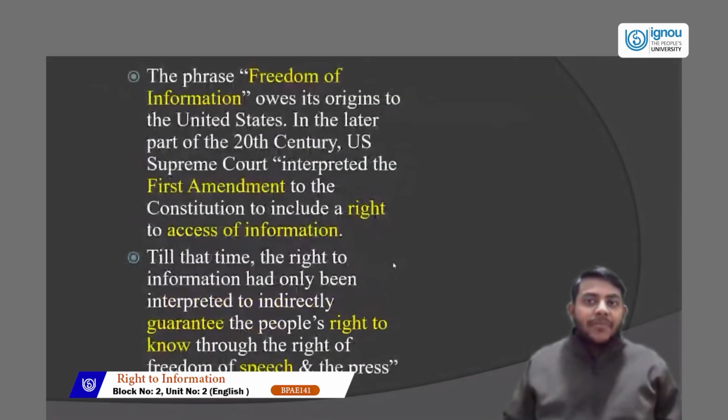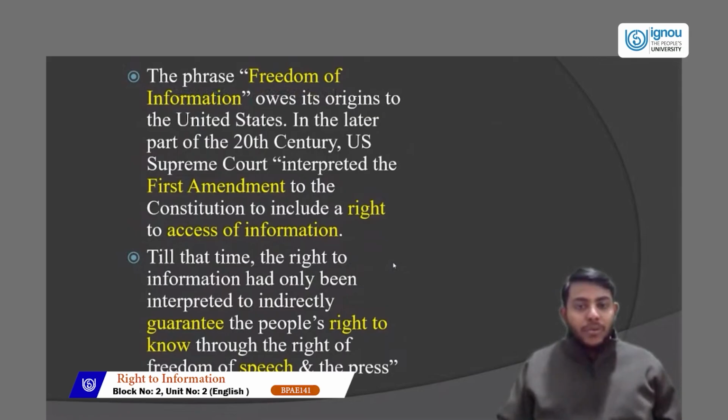And this phrase, the freedom of information, owes its origins to the United States. And in the later part of the 20th century, the United States Supreme Court interpreted the First Amendment to the Constitution of the United States to include a right to access of information. Until that time, the right to information had only been interpreted to indirectly guarantee the people's right to know through the right of freedom of speech and press.